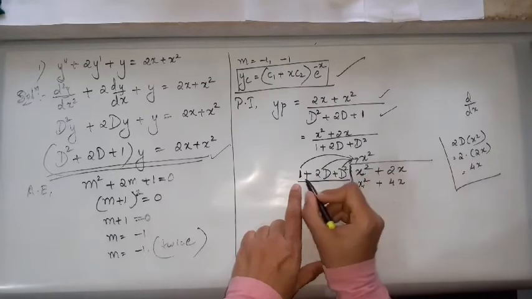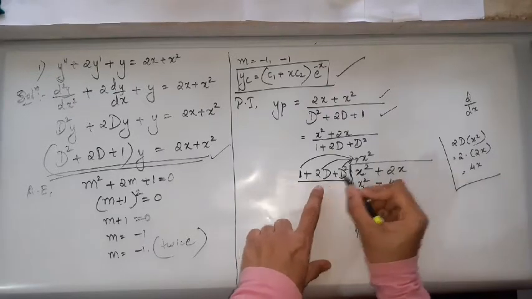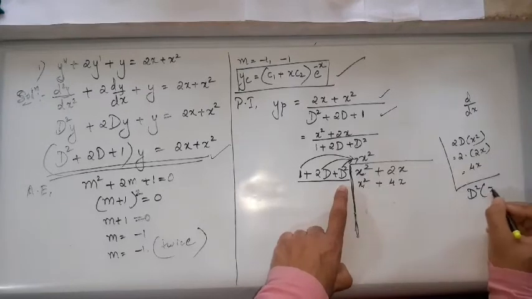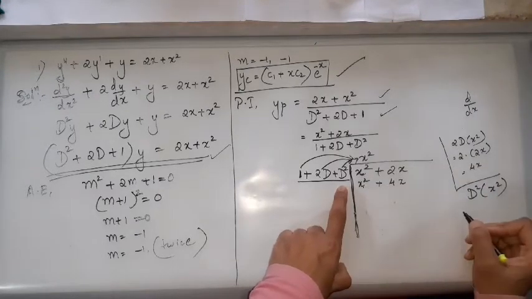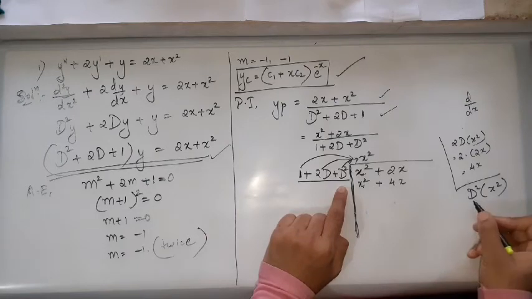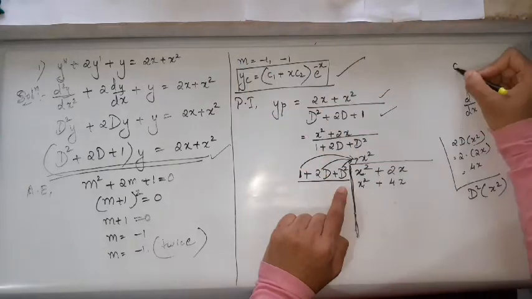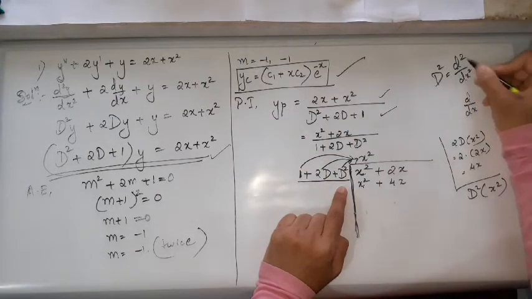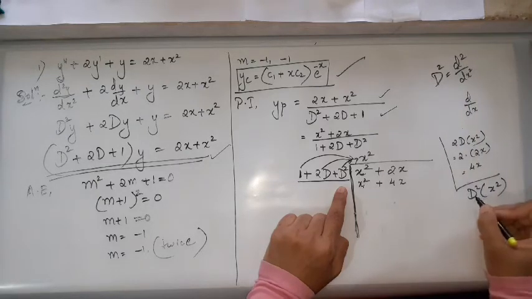Okay. Now you are done with 1. You are done with 2d also. Now you should multiply d square with x square. So d square of x square it is. D square means it is the second derivative of x square, right? You have written it already: d square is nothing but d square by dx square. So d square of x square is nothing but the second derivative of x square.